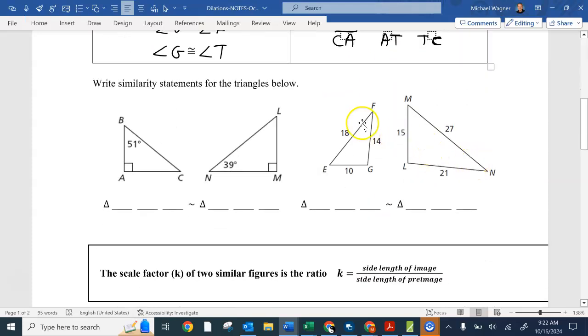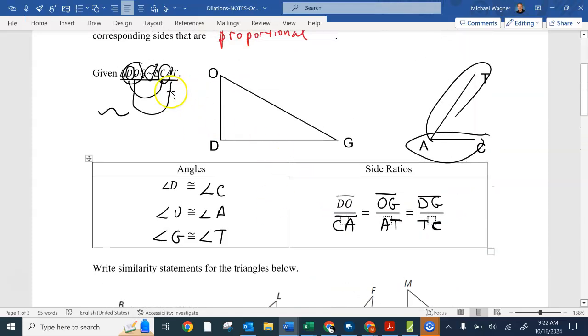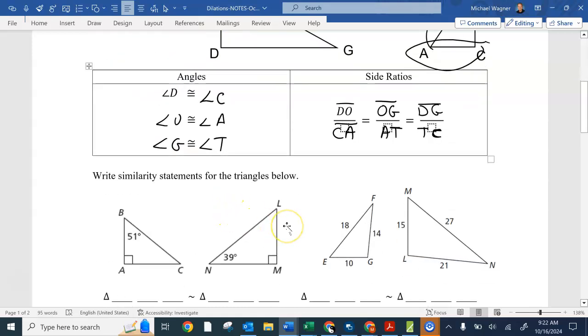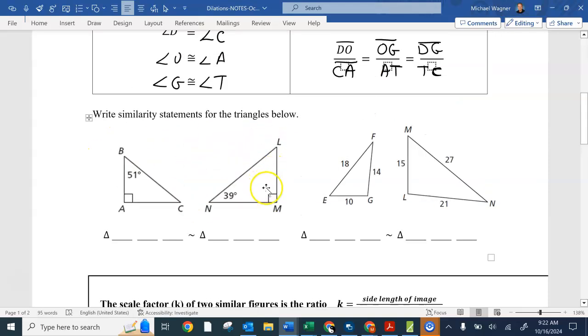Okay, the next thing is writing similarity statements for the triangle. So what I'd like you to do is try it out. Pause me for a little bit. Look at what I did right there. And here, though, instead of getting the statement, we've got two triangles. We're going to try to think about what it would be. So take a moment to pause me and think if you can do that, and then I'll go over it.